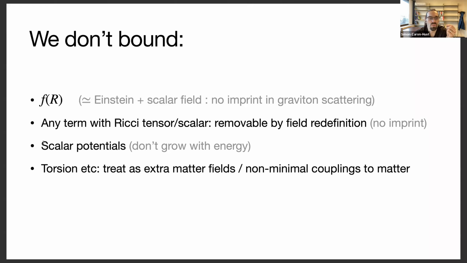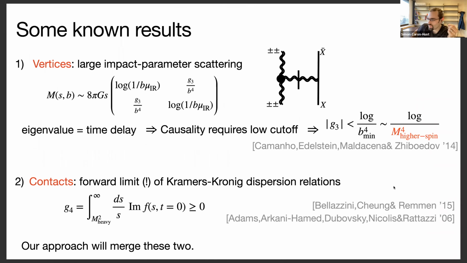And similarly, we're not going to say anything of content about scalar potentials because they don't grow with energy. And yeah, always a lot of other modifications of Einstein. From our perspective, they're just like adding extra matter or changing couplings to matter. So that's the way we think about the physics. So let me quickly review some known results.